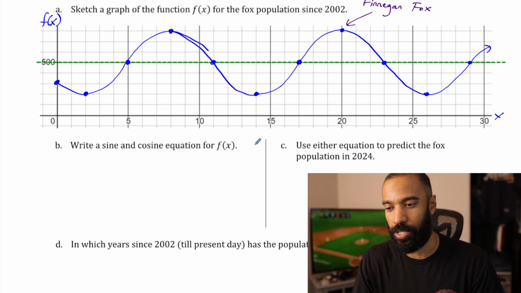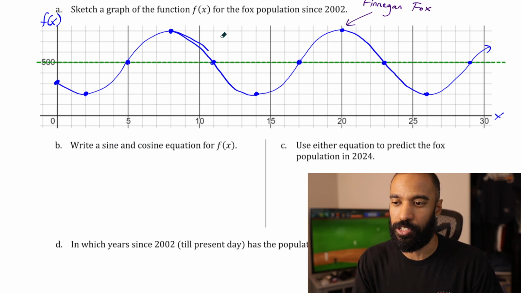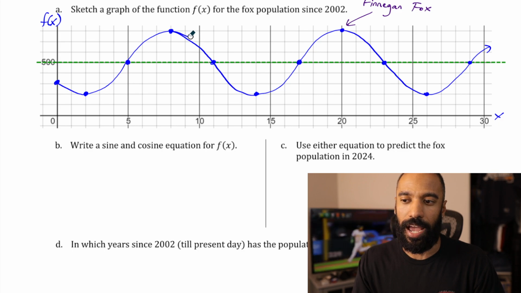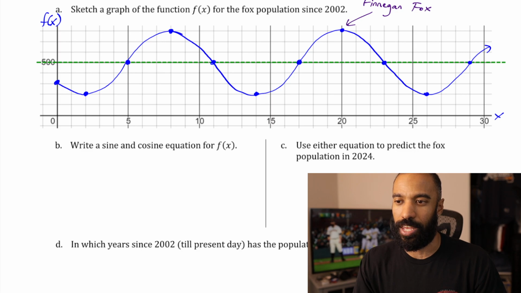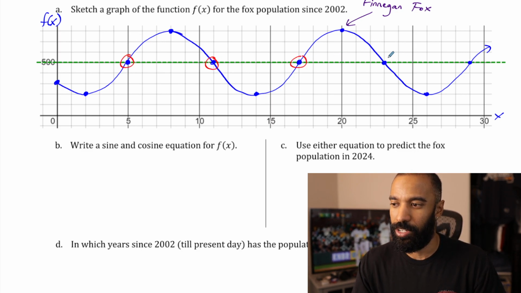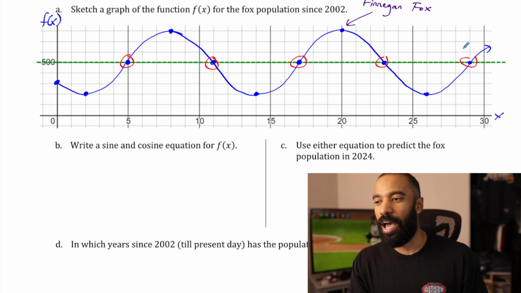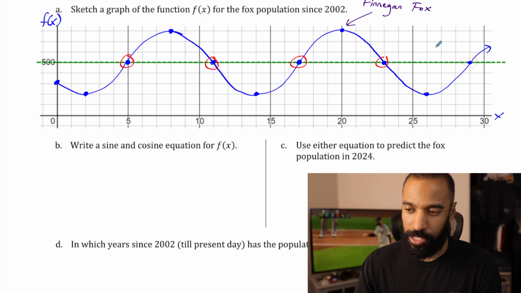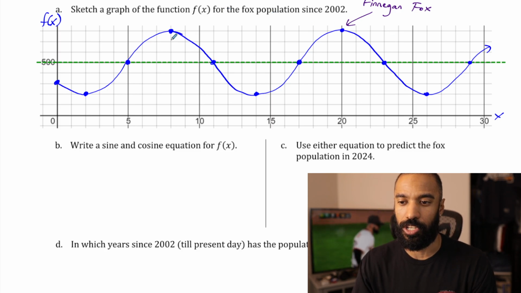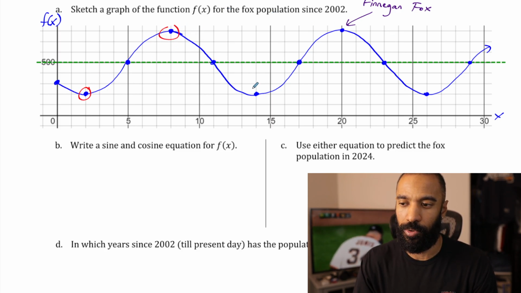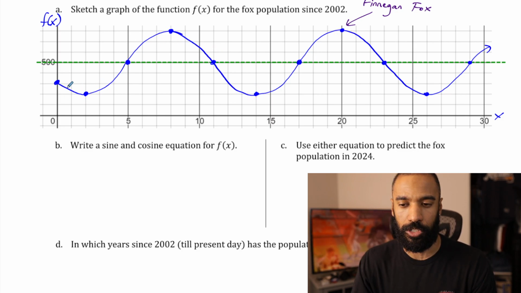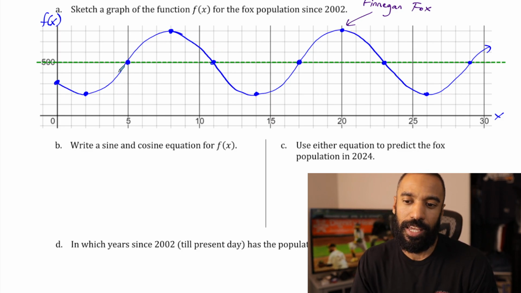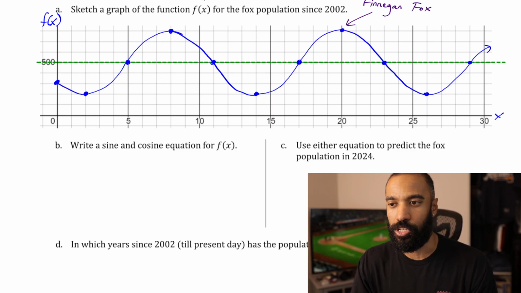All right, that's sketching a graph there for the fox population since 2002. Let's write a sine and cosine equation for f of x just to get the practice in. I say write a sine and cosine equation, not the, because I can write a sine equation based off this point, or this point, or this point, or this point, or this point. Any points that exist on the midline, because sine of 0 is 0, sine starts on midline. I can make a cosine equation from this point, this point, this point, this point, or this point. I'm going to do the ones that are closest to the year 2002. It's less shift, and this is just less shifts overall.